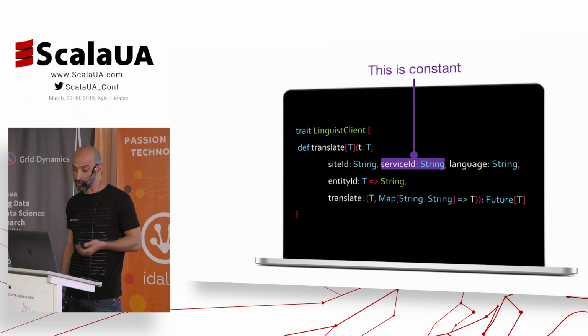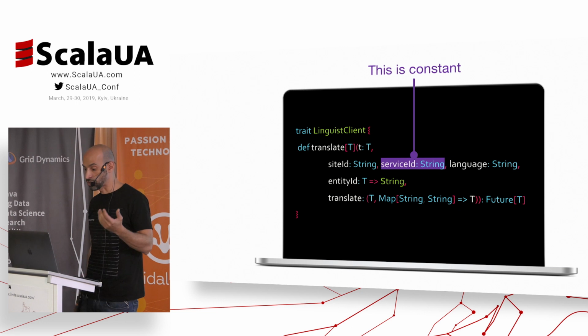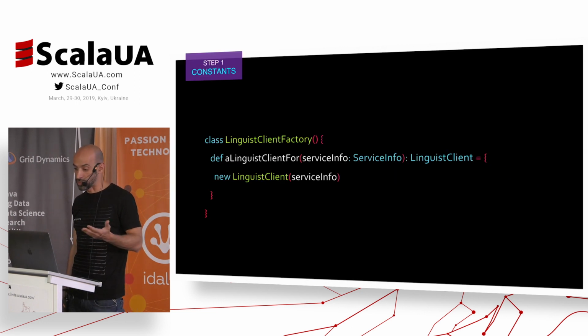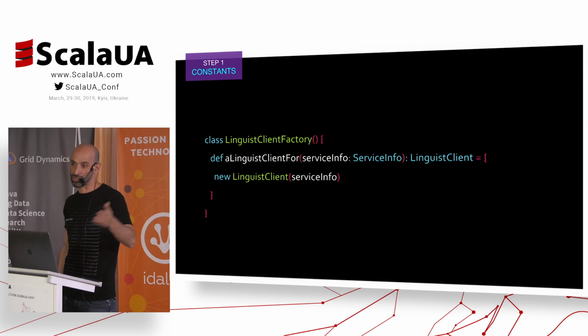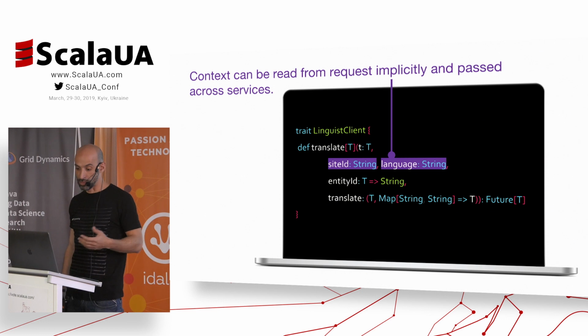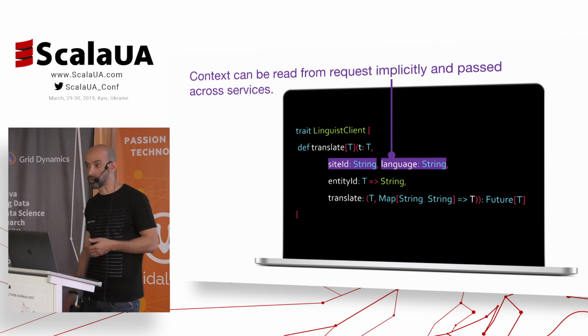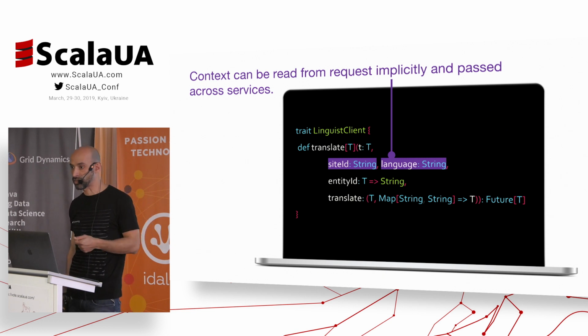So the first thing, let's start with the obvious thing. There are constants, like for example, service ID, it's not going to change. So we can remove it. So in the factory that creates the client, we just take the constants and move it out of the way. Very simple. Second of all, site ID and languages are environmental and call context parameters.